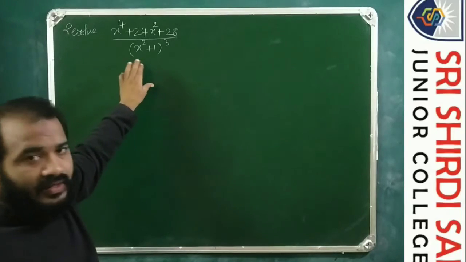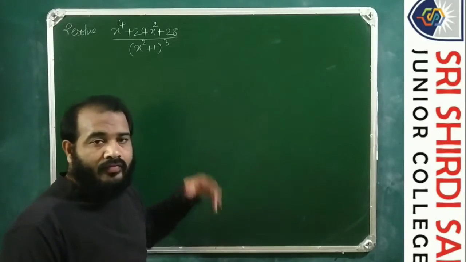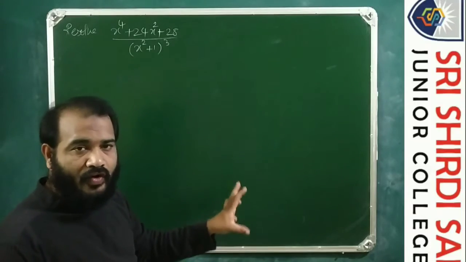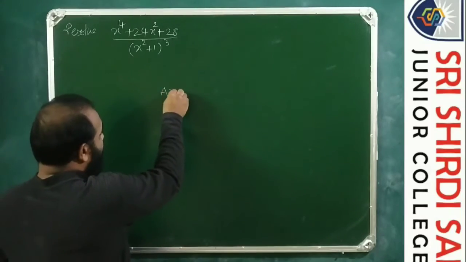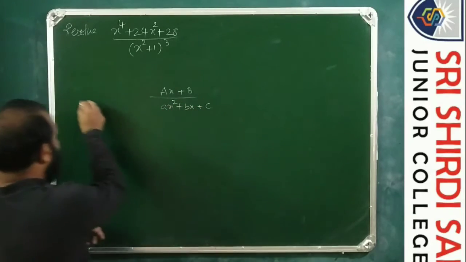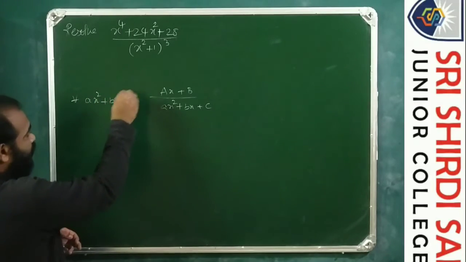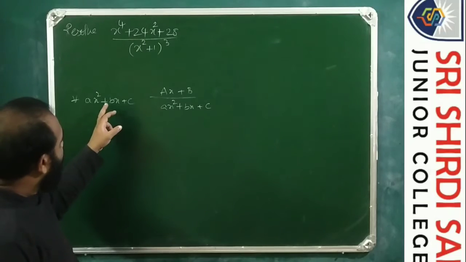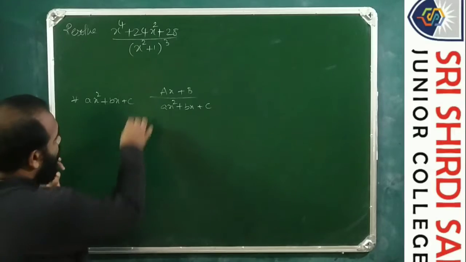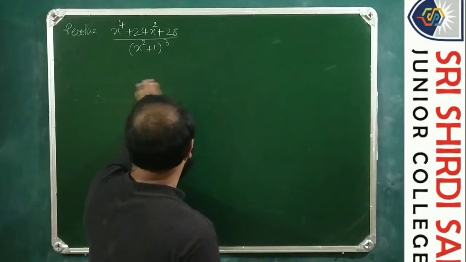For every non-repeated irreducible quadratic factor ax square plus bx plus c of the denominator g of x, there corresponds a partial fraction of the form ax plus b by ax square plus bx plus c. For every non-repeated linear factor of the denominator, there corresponds a partial fraction of this form. So let us apply this.